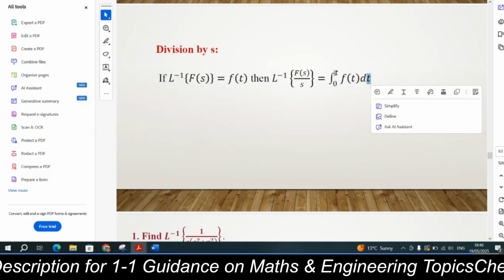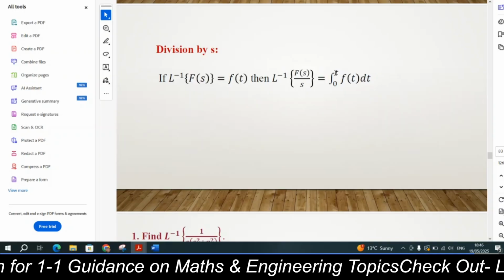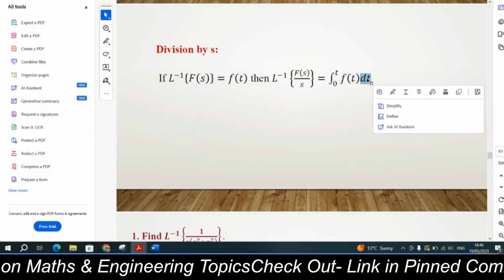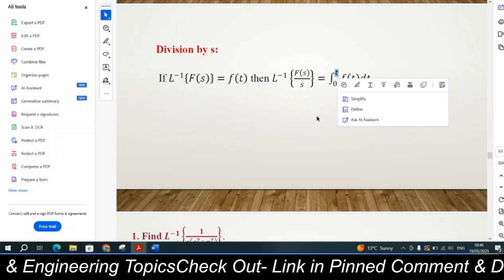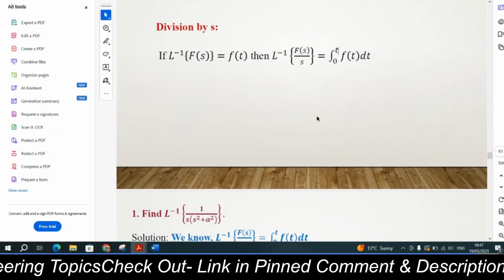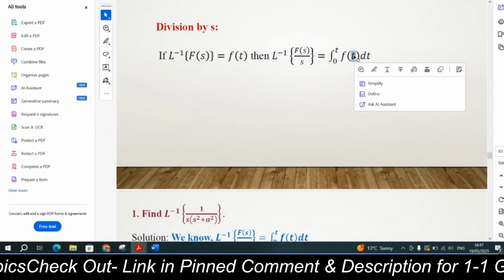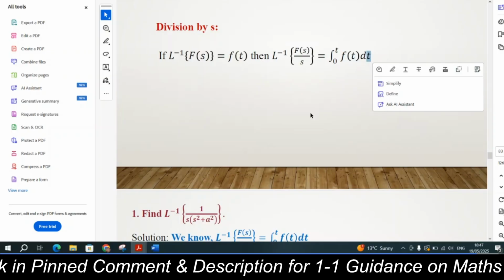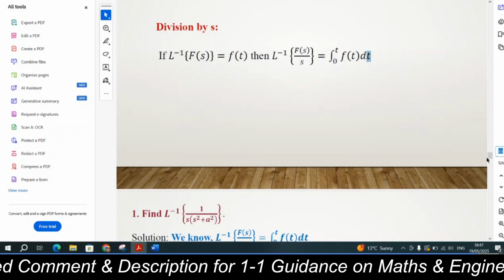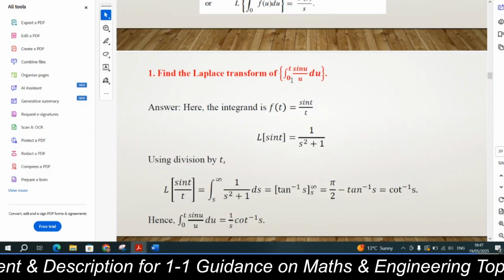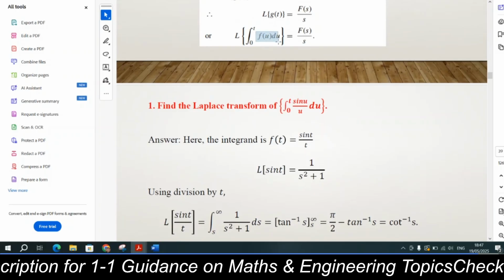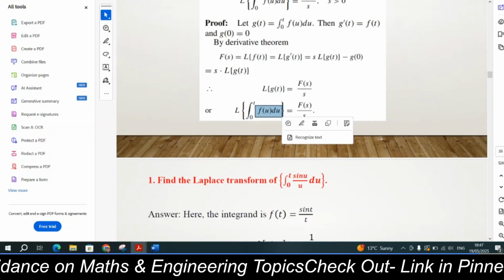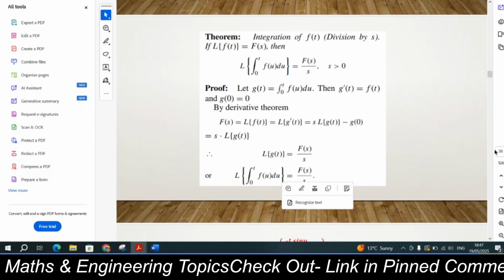Division by s. Okay, so if you know the Laplace inverse of F(s) is f(t), then the Laplace inverse of F(s) by s becomes the integral from 0 to t of f(t) dt. It should not have been f(t) dt, it should have been f(u) du. Just look at a reference book if you have. I think you should not be having t over here because the variable cannot be the limit. This has to be written as f(u) du.